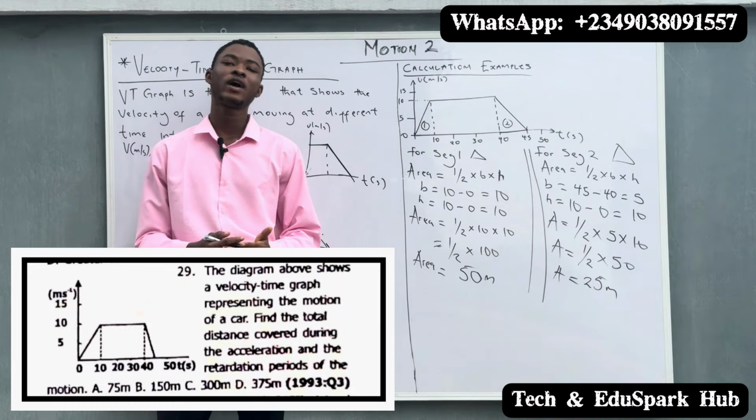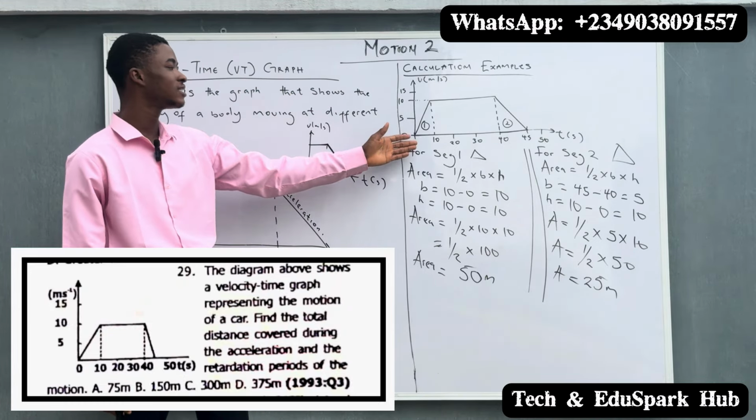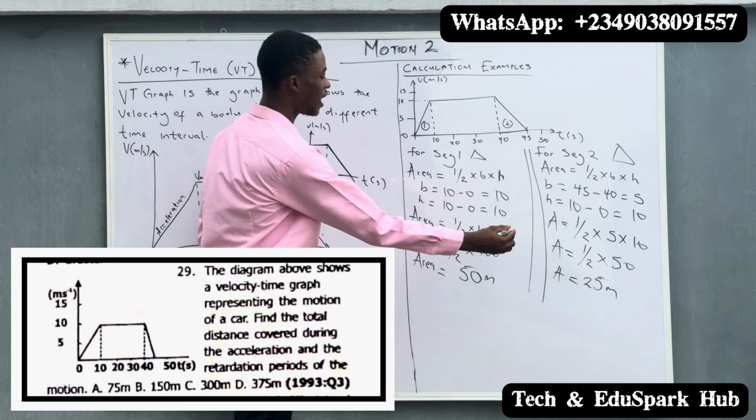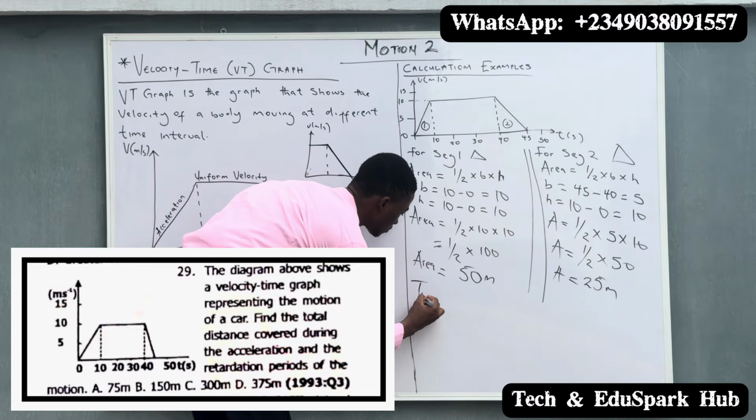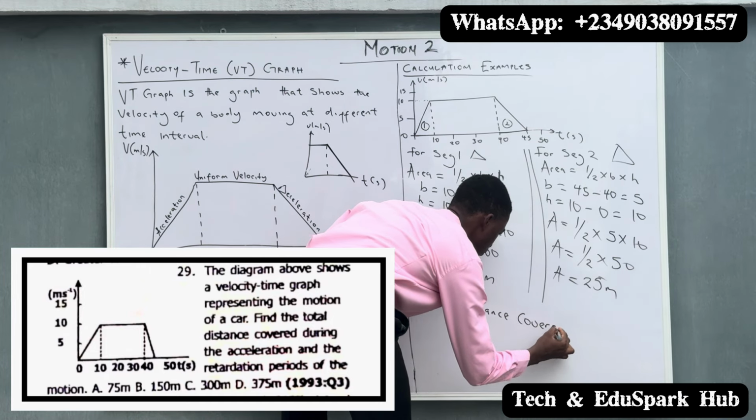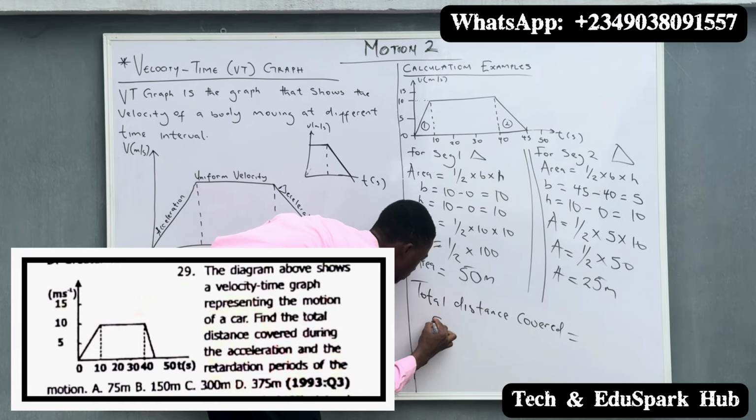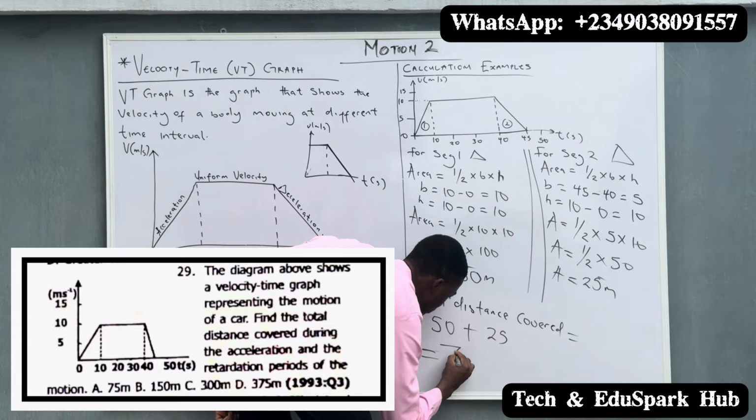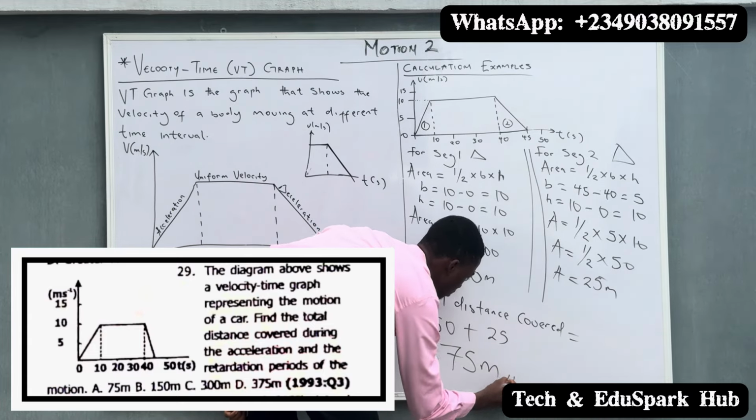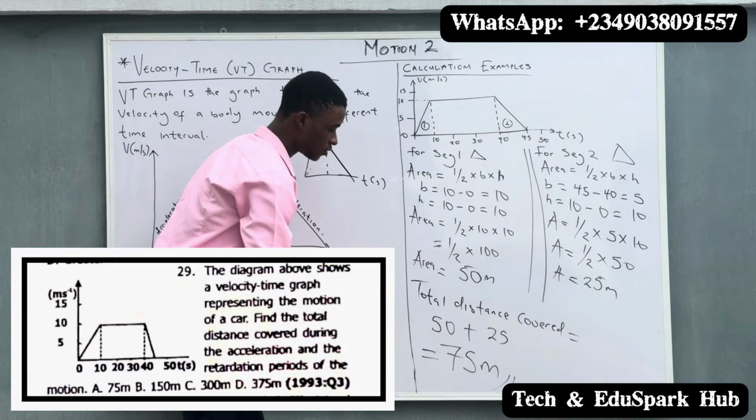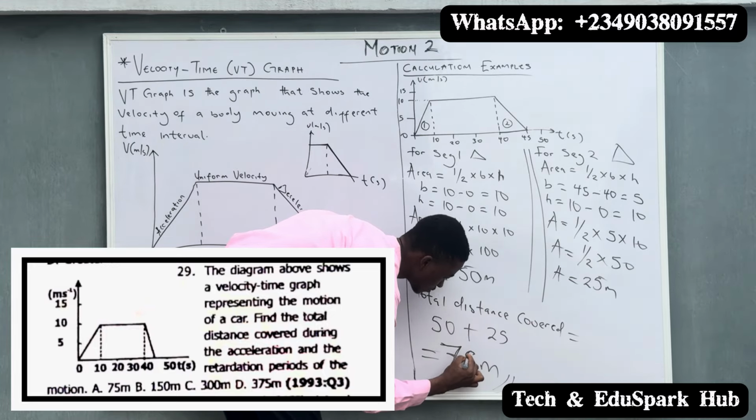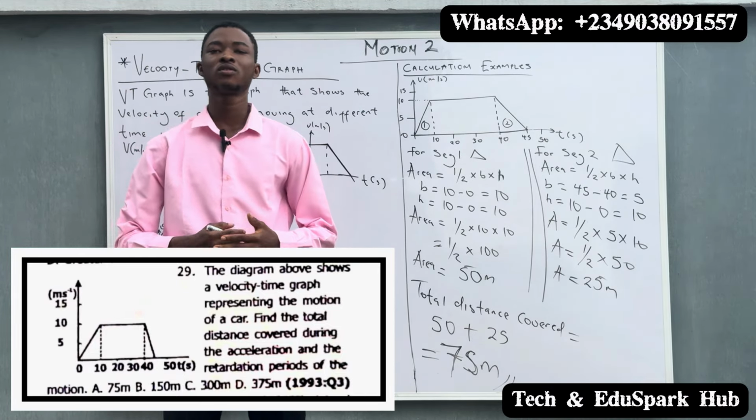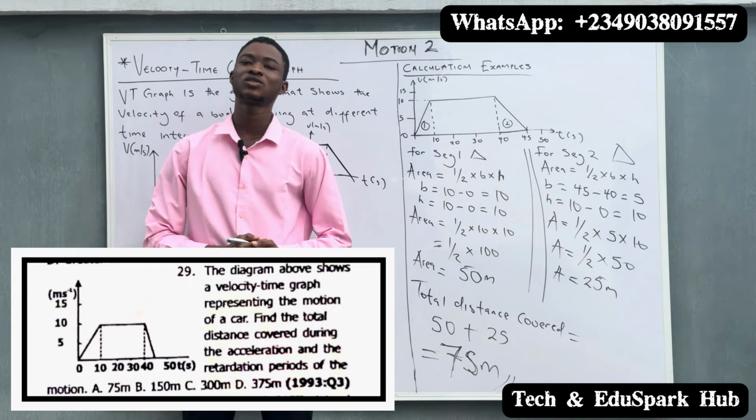So the question is now asking us to find the total distance covered between the acceleration period and the deceleration period of a motion. So in order to find the total distance covered, you have to add the areas together. So total distance covered will be equal to 50 plus 25, which is equal to 75 meters. So 75 meters is correct for a question of this type. And which is the option? Option A. So option A is correct for a question of this type.